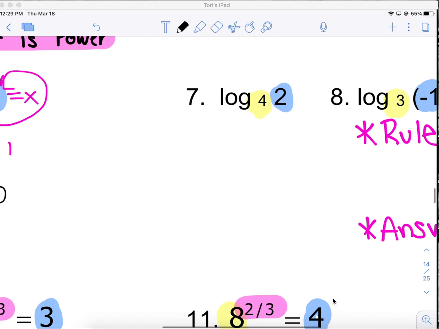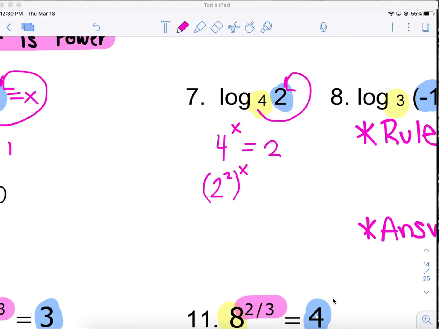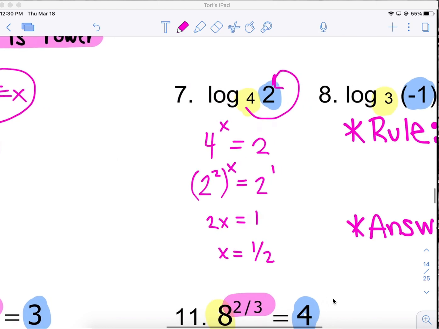Let's go to 7. If I say 4 to what power would make a 2? Well, we would have to solve that using the rules that you learned in 10.3, right? So 2 squared to the x is equal to 2 to the 1st power. We would take our exponents then. We would say 2x would have to equal 1. Divide by 2, my x would have to be 1/2. So solving that problem, my value would be 1/2.